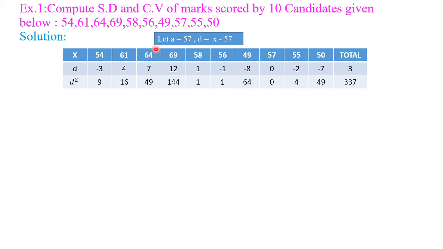So 54 minus 57 is equal to minus 3. We write here minus 3. 61 minus 57 is equal to 4. Here write 4. 64 minus 57 is equal to 7. 69 minus 57 is equal to 12. 58 minus 57 is equal to 1. 56 minus 57 is equal to minus 1. 50 minus 57 is equal to minus 7.